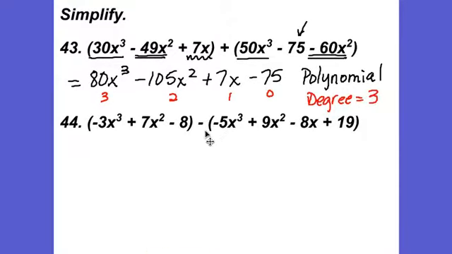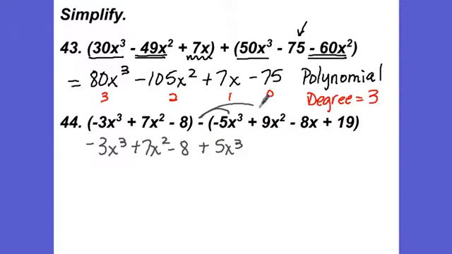On number 44, I have to subtract, which means I'm going to distribute that negative. I personally like to go through and write out everything, so I'm not going to write in red. So I have negative 3x cubed plus 7x squared minus 8, minus a negative is a positive 5x cubed, minus 9x squared, minus a negative is a positive 8x, and then minus my constant here, 19.